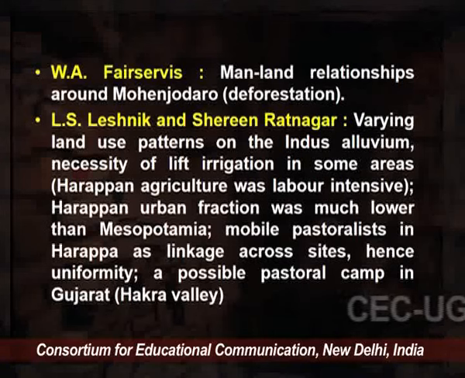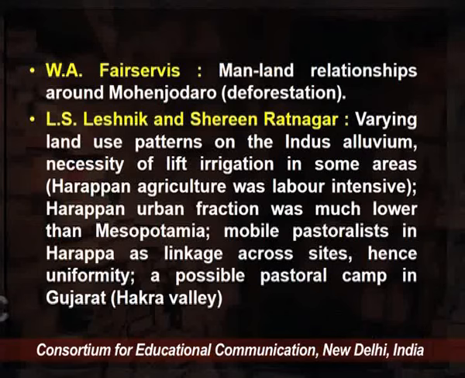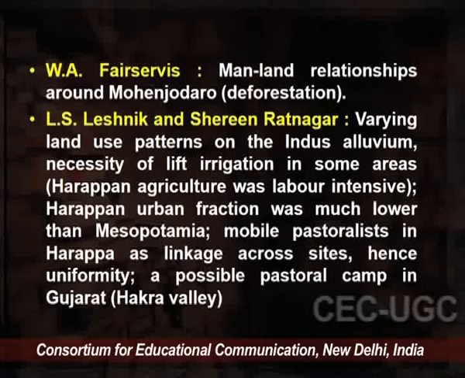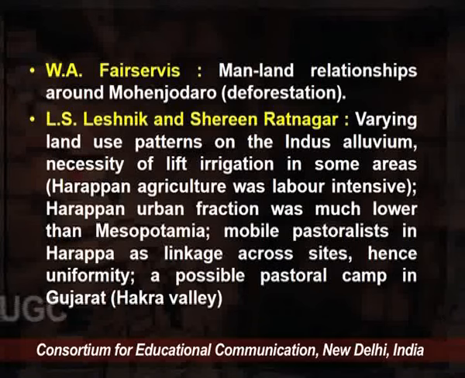Now, when we say Harappan urban fraction being lower than that of Mesopotamia, what we mean is that if you look at the map of Harappa, the habitation sites are represented as dots on the map, and the Harappan map will give you fewer dots, whereas the Mesopotamian Bronze Age civilization map has a higher density of dots as compared to that of Harappa. What it means is that Harappan settlements, Harappan towns are separated from each other by a good distance as compared to Mesopotamia. So the concentration of sites in Mesopotamia is more as compared to Harappa. And yet, Harappan civilization is one civilization. It has uniformity.